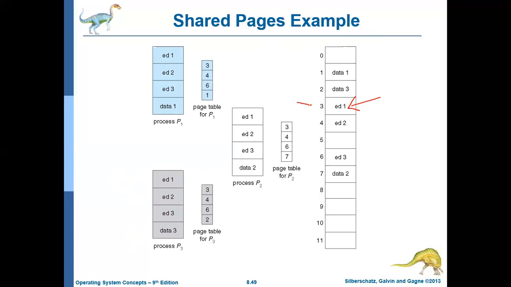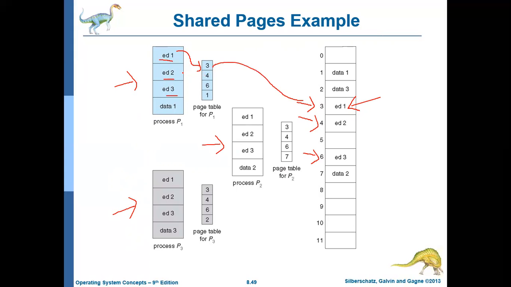The text editor is loaded in frame 3, frame 4, and frame 6 of the main memory. Say 3 processes want to access the text editor: process 1, process 2, and process 3. This is process 1's page table. It refers to ed1, ed2, and ed3. So ed1 is connected to frame 3. This is page 1, here called ed1, editor 1, which is connected to frame 3.